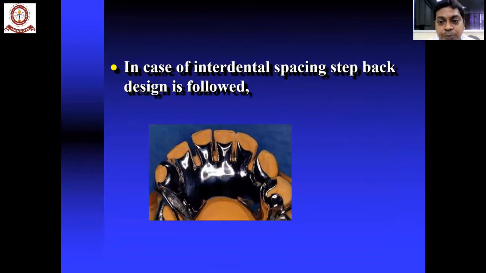In case of interdental spacing, a step back design is also followed. You can see in the picture that there is a step back where the spacing can be seen through. If the plate is going to fill that space, it's going to look awkward when the patient is smiling. So this is one more design where a step back design is followed. When the patient opens the mouth, smiles or speaks, this plate cannot be seen.